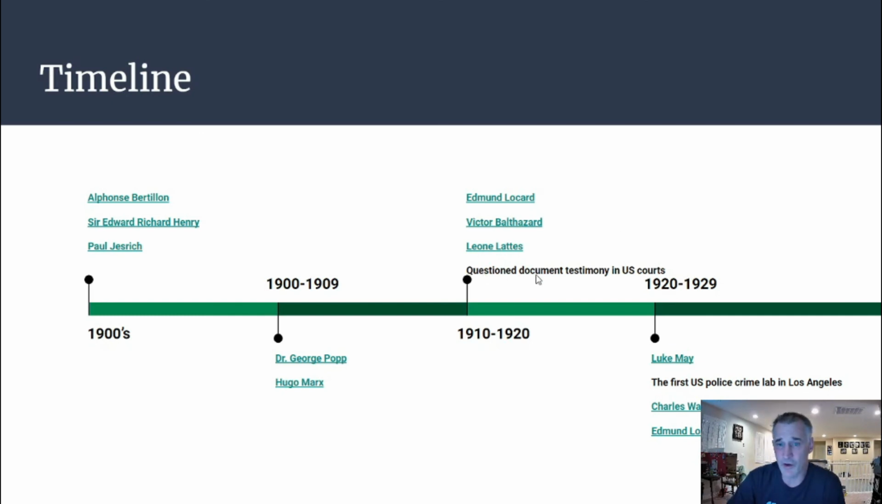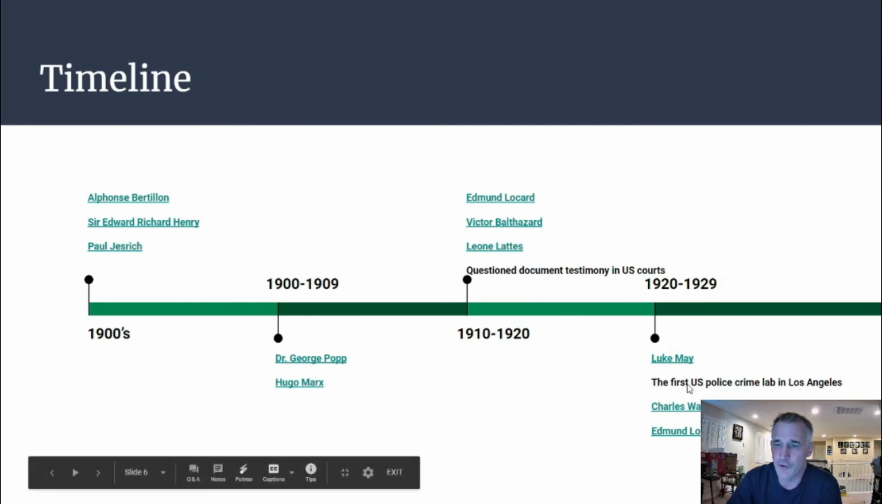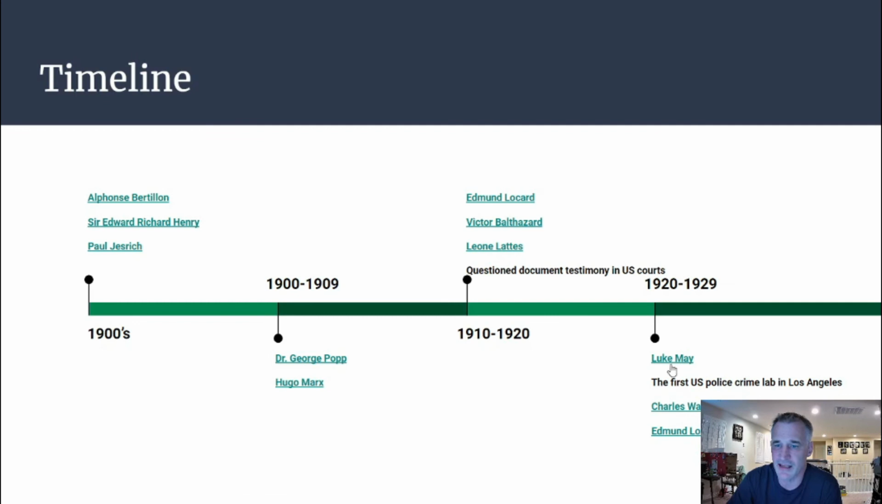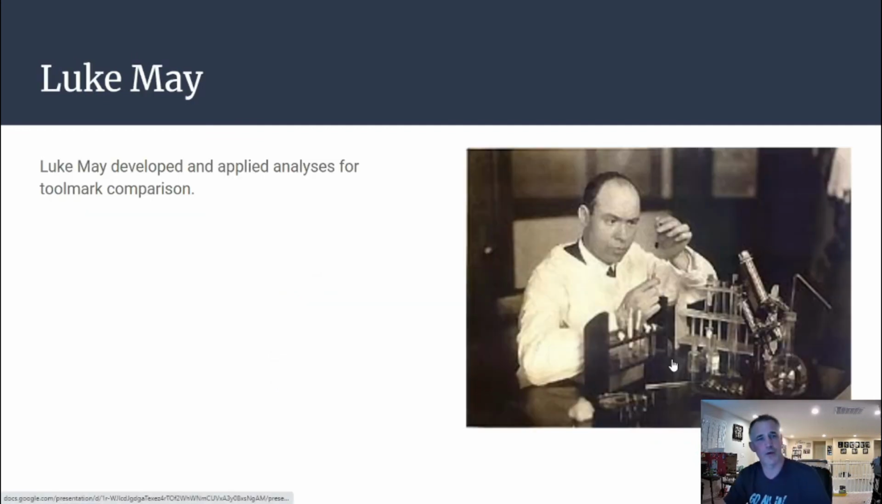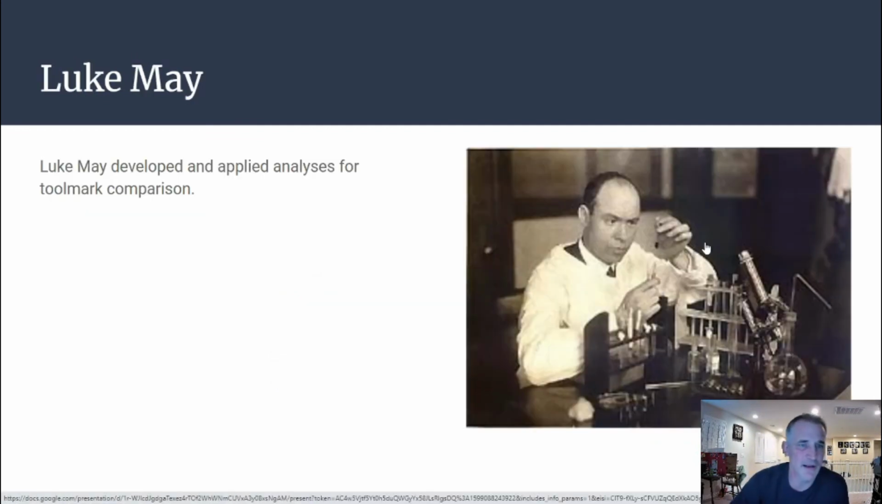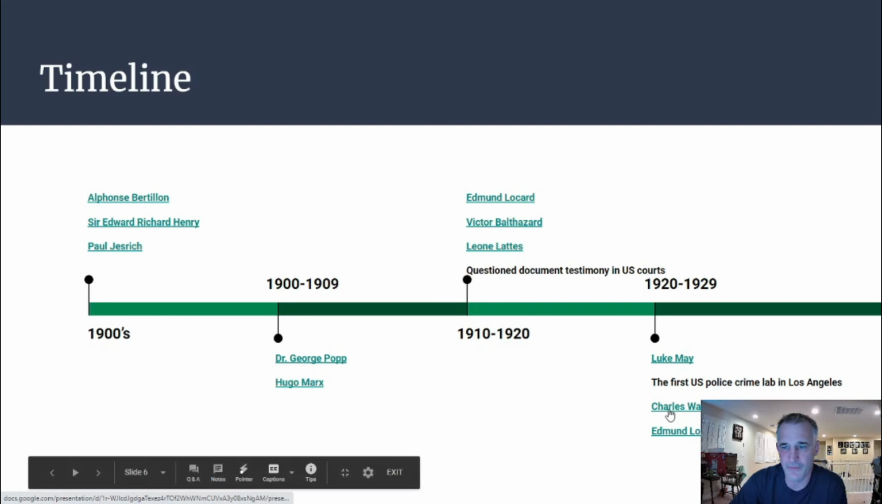During this time, questioned document testimony was used in U.S. courts. That moves us up to the 1920s, 1929. The first U.S. police crime lab was developed around this time in Los Angeles. We have Luke May. Luke May developed and applied analysis for tool mark comparison. So he kind of got tool marks started.